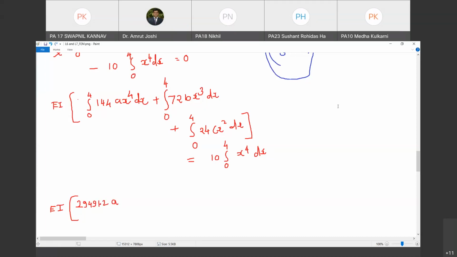Let me know if others are getting the same. Please type your response in the chat box. And then I will go ahead with the second term. So I have to integrate 72x cubed. So let me do that. If I integrate the next term, I get the integration as 4608b. Please let me know if my answers are correct. And the third term I'm going to integrate, that is 24x square. So let me integrate that.